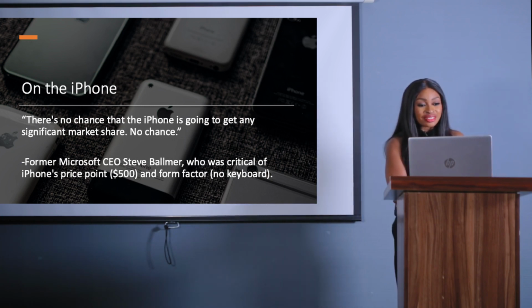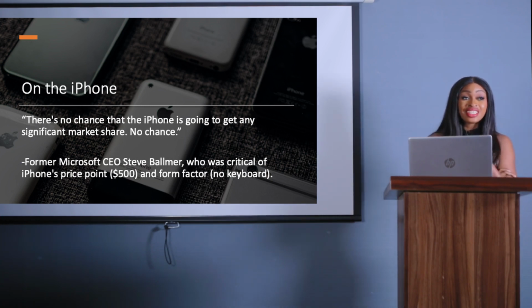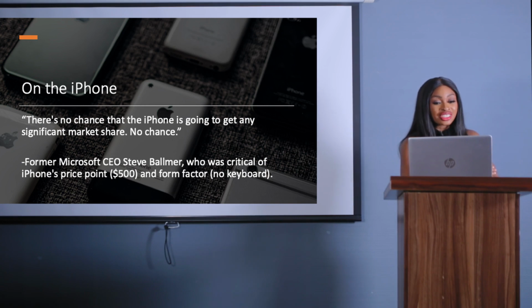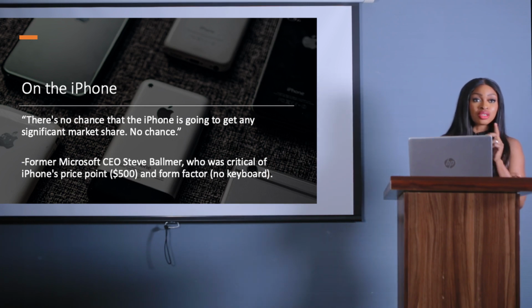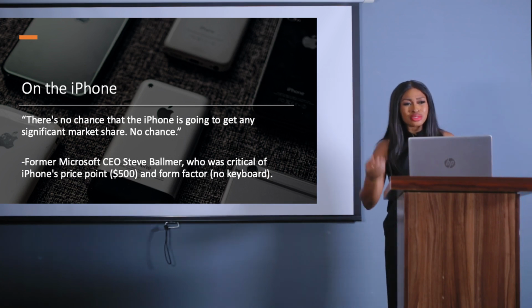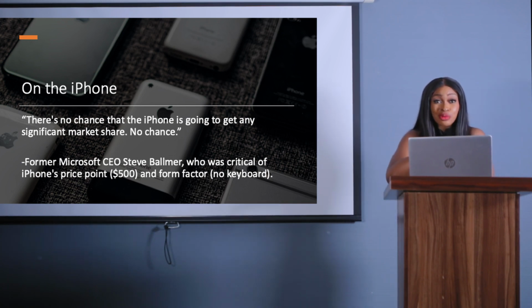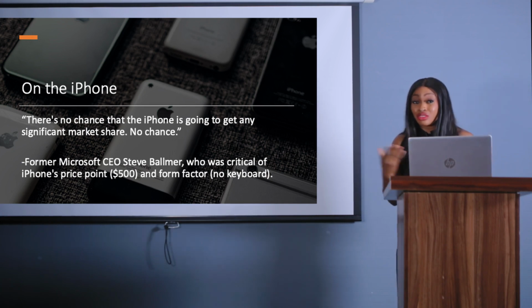And what he said is, there's absolutely no chance that the iPhone is going to get any significant share. No chance. And what he was complaining about was two things. Number one, nobody is going to buy a phone for $500. And number two, nobody is going to use a phone without a keyboard. What makes you want to type? You need a keyboard. You can't just use a phone with just a screen. That was what he was saying, that it's not going to catch on.